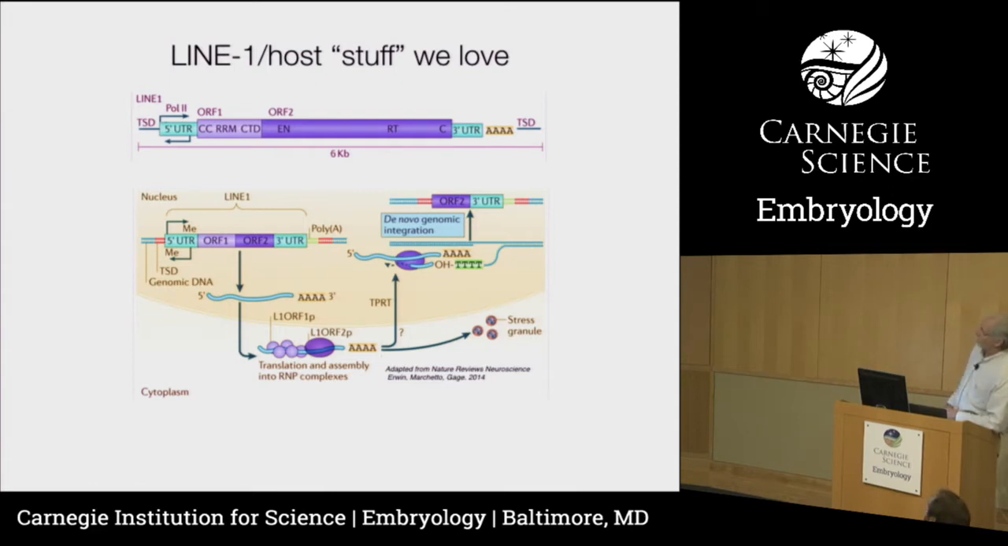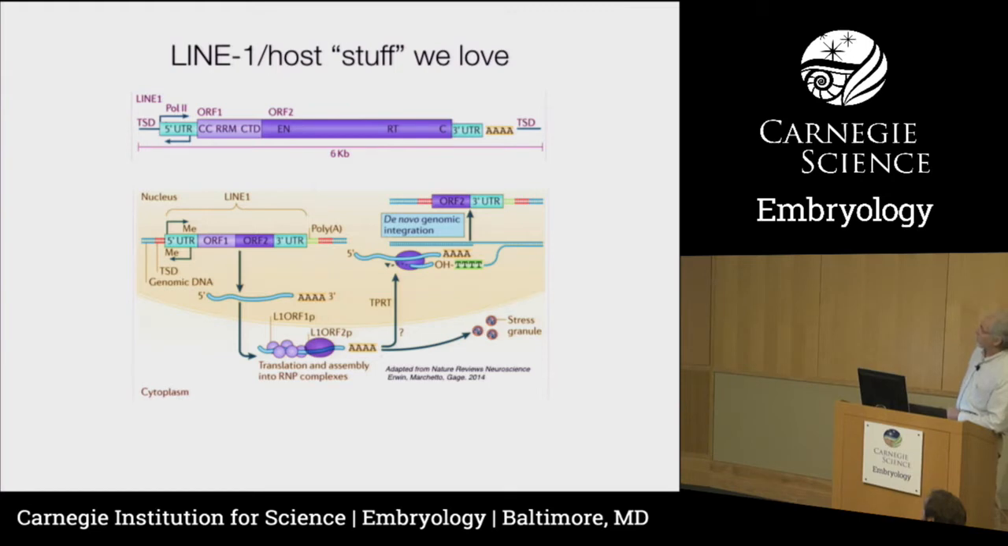There are no introns, and there are two open reading frames. The first one, ORF1, is a very abundant protein, and it's an RNA binding protein that binds to the LINE-1 RNA and forms a ribonucleoprotein particle. The second open reading frame is the reverse transcriptase and endonuclease bifunctional protein. And both of these proteins are essential for the process of retrotransposition.